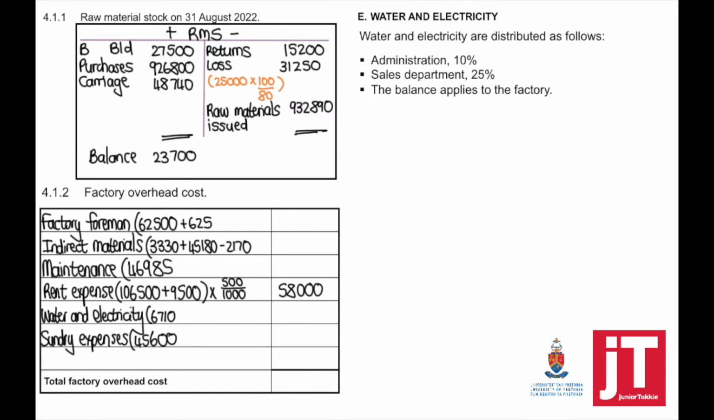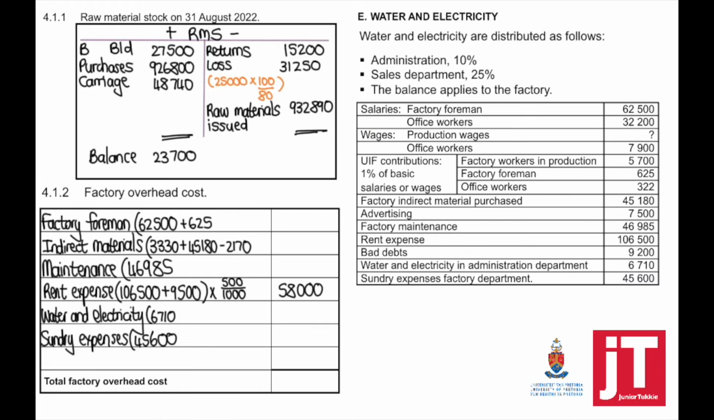Water and electricity are distributed, administration 10%, sales department 25%, the balance applies to the factory. So what is that balance? Your total water and electricity is equal to 100%. Minus 10 minus 25 means that is the amount which will go to your factory for water and electricity.